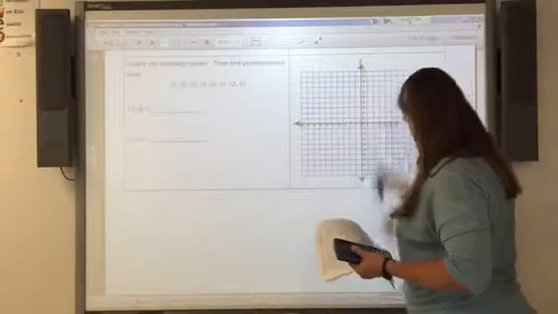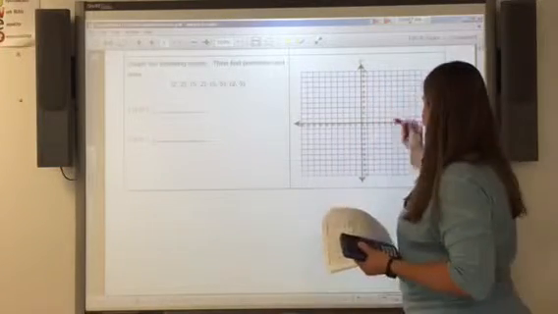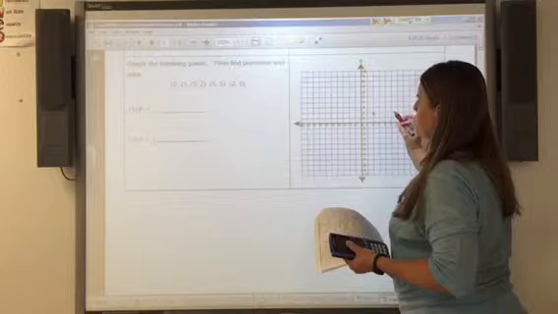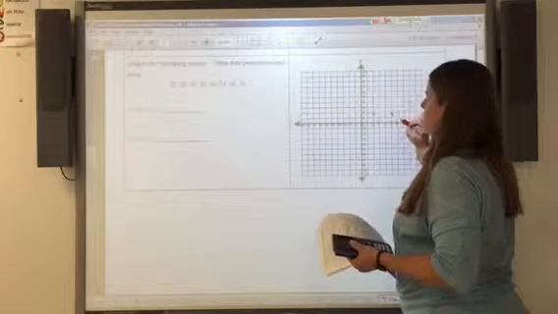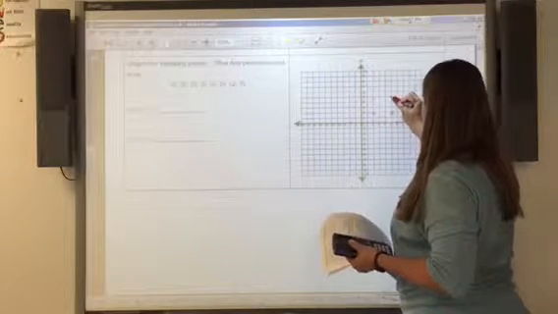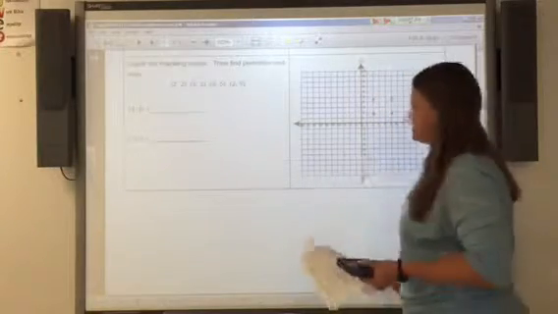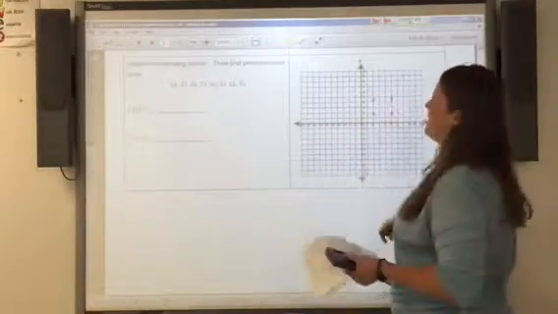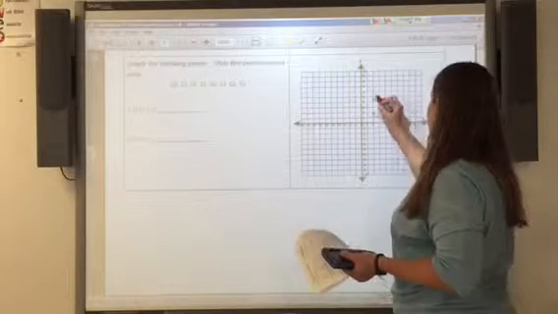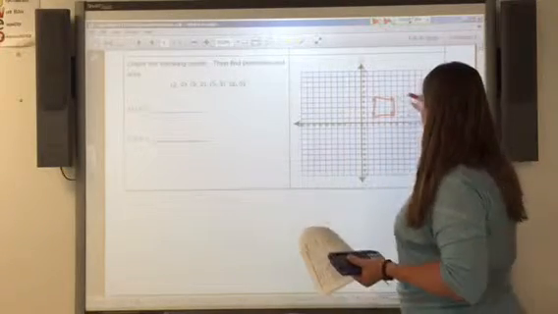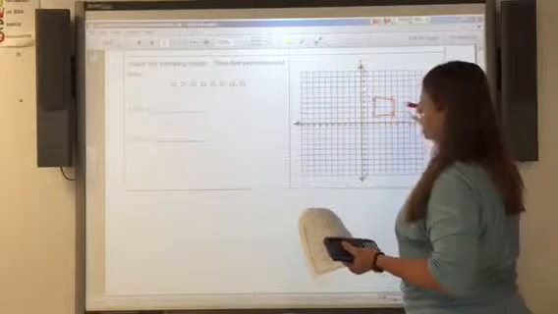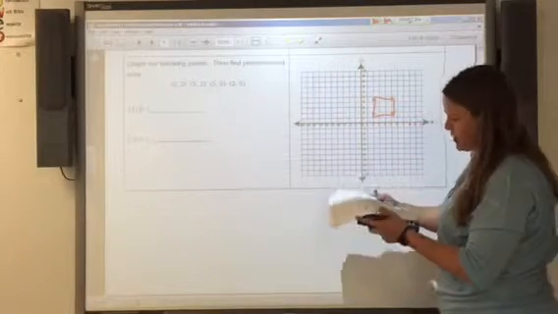So (2, 2), let me go with a different color. So (2, 2) is here, (5, 2), (5, 5), and (2, 5). My board is off because people were just walking by, so I'm sorry. When I connect those up, I know that I've got the distance between them.